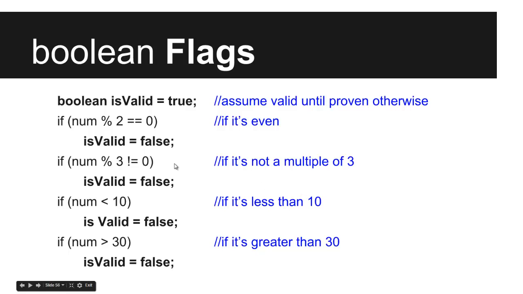Now the benefit to this particular structure is notice how easy this is to modify, and notice how easy this is to write and keep track of. We don't have to worry about making sure that our curly braces match up. We only have to worry about making sure that our isValid flag gets switched.